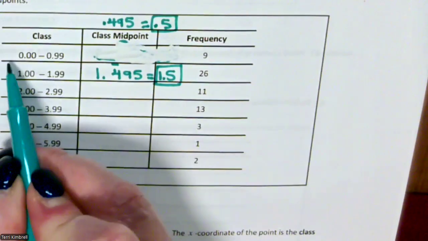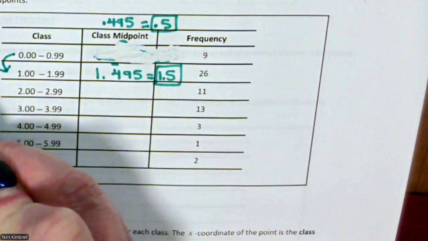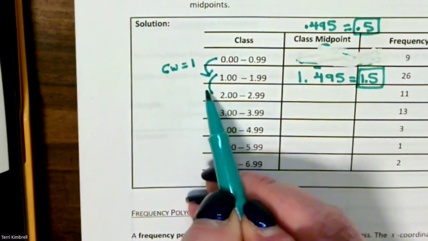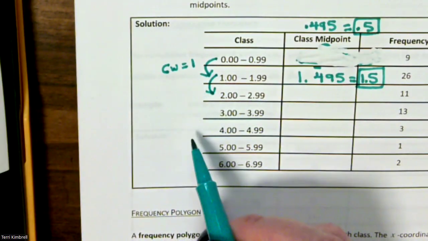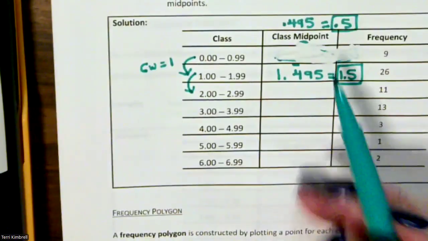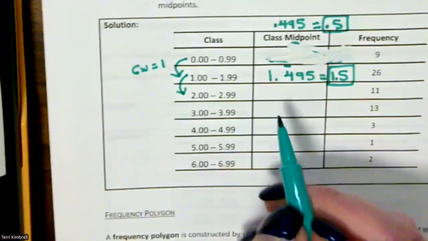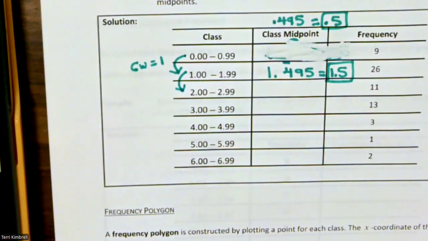So if you notice right here, my class width is 1. So from 0 to 1 is 1. And then if I go from 1 to 2, that's going to be 1 as well. So notice that I'm adding 1 each time. So my next one would be 2.495.